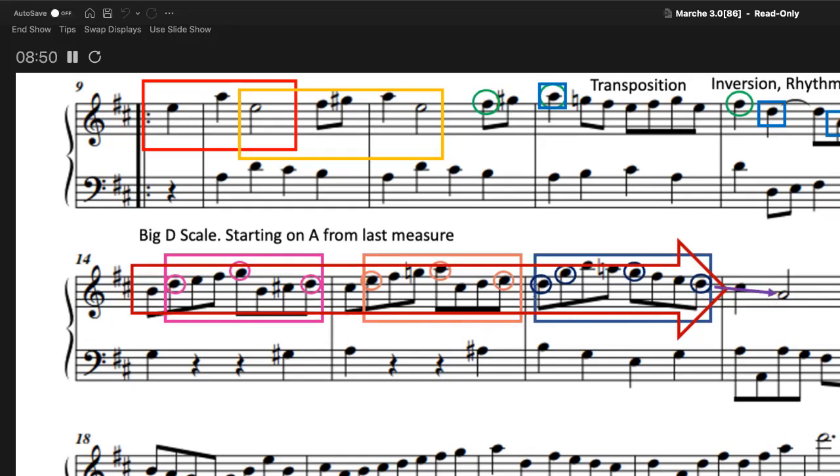And then we move on to the final section here. We have a scalar pattern downwards starting on B, B, A, G, F sharp. In this next measure, we have B, okay, starting on B. But instead of going down, we're going up. So we have B, C sharp, D, E, F sharp, G. So that initial scale downwards is inverted, and instead we go upwards.